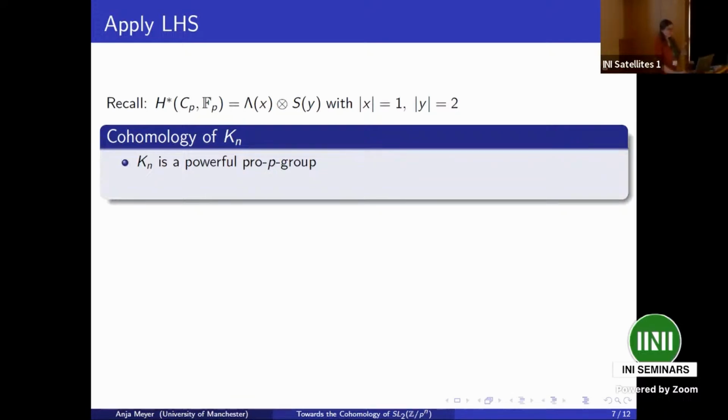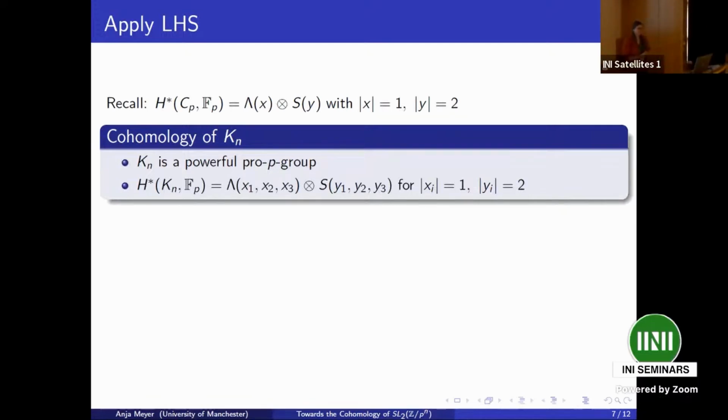And with a little bit more magic and applying a theorem of Minh and Symonds, we can actually find an explicit description. So for those of you who are familiar with group cohomology, this is the cohomology of an elementary abelian p-group. Why? Well, look at the cohomology of the cyclic group on the top row. The only difference is we have more variables in the exterior and the symmetric algebra.